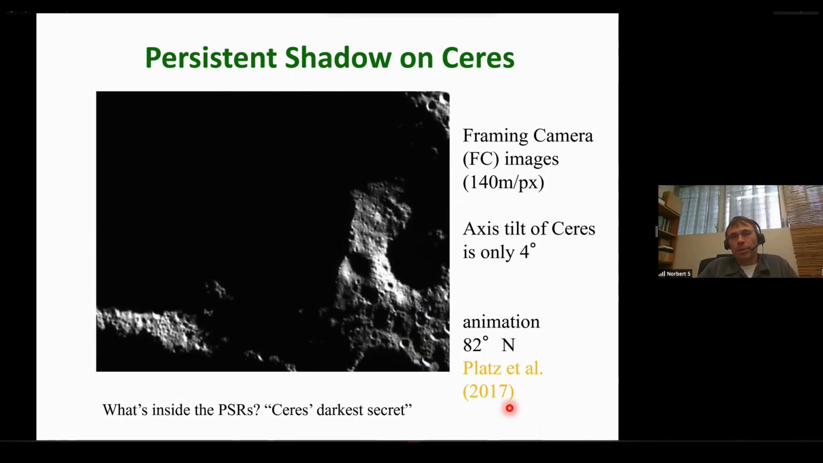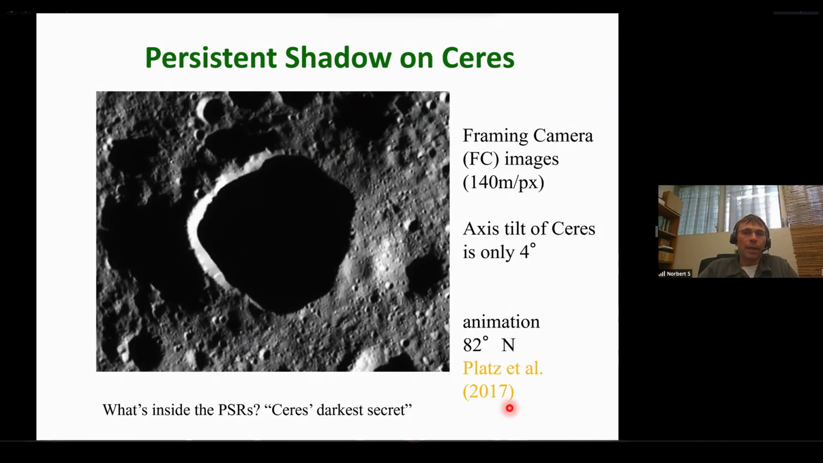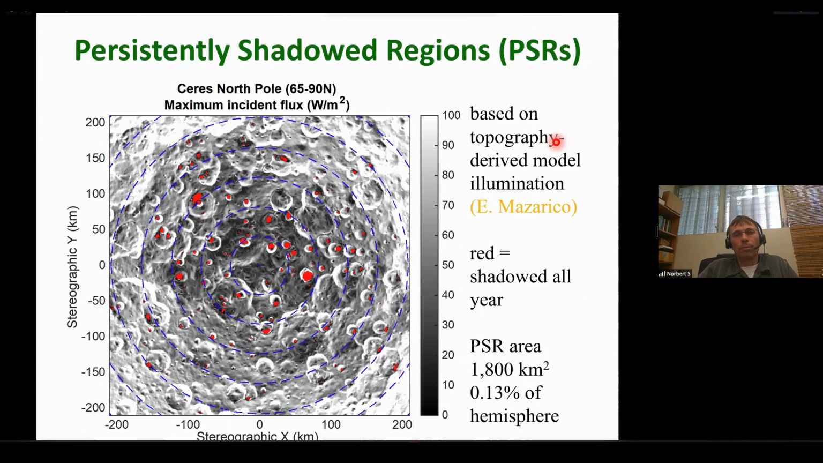And that's because the axis tilt is only 4 degrees, at least currently. And this is a map of permanently shadowed regions made using topography from stereo imaging and running a model. These are permanently shadowed regions, and their number or fractional area is similar to the moon.